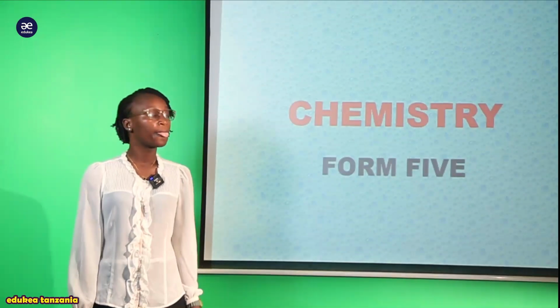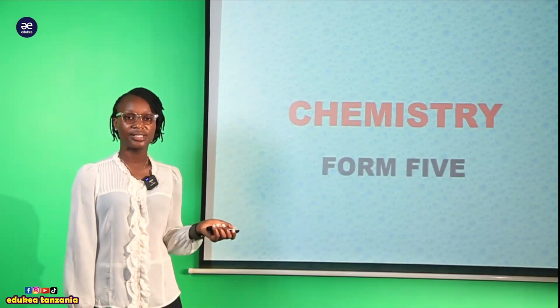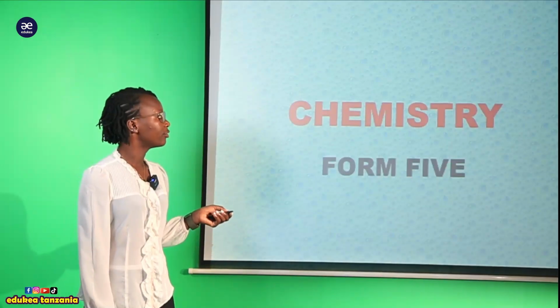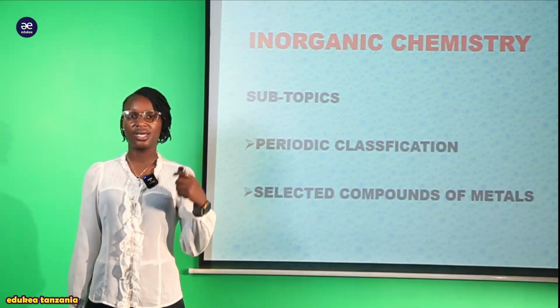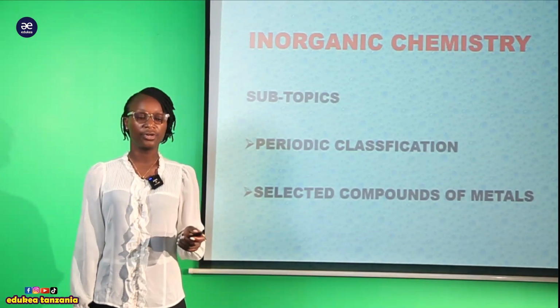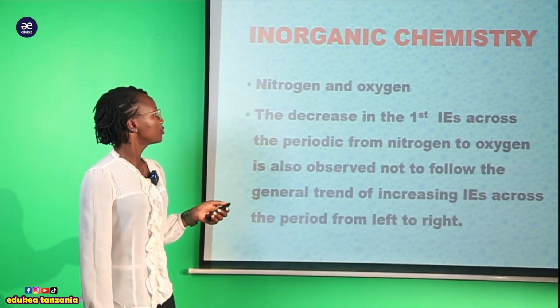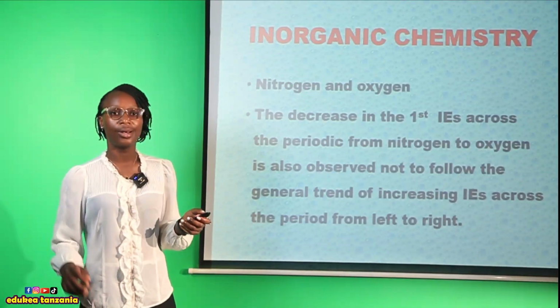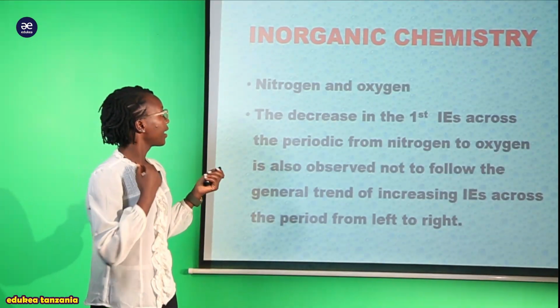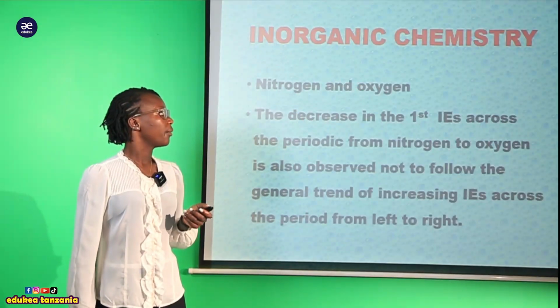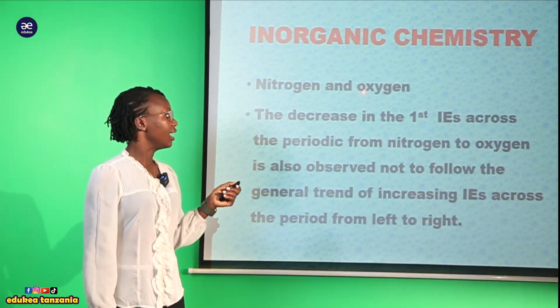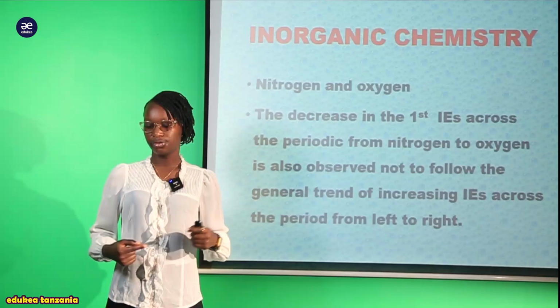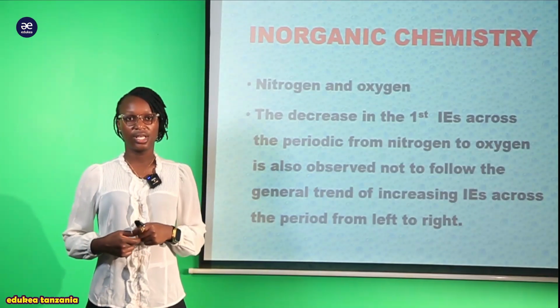And my student, here we have our chemistry subject and our class level is Form 5. So we are proceeding with inorganic chemistry in our periodic classification. And today, my student, we are going to look at the issue of nitrogen and oxygen. We're still discussing the issue of the ionization energy.